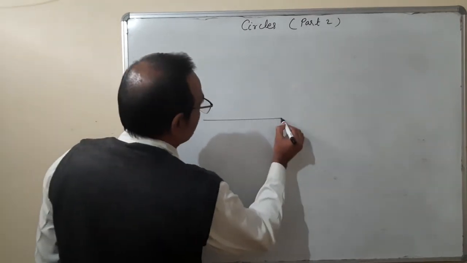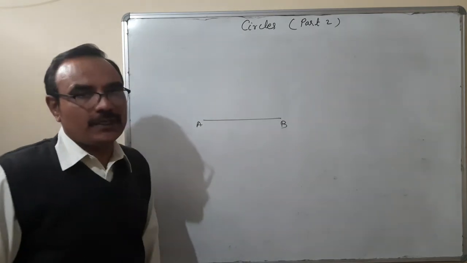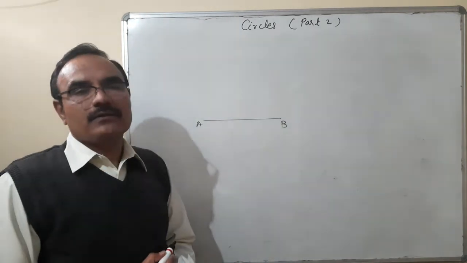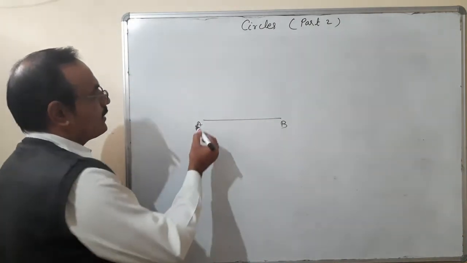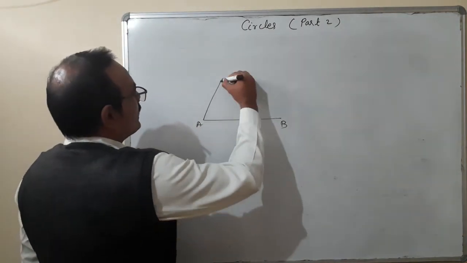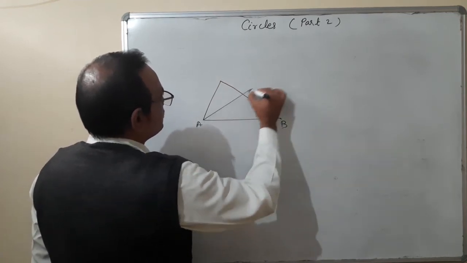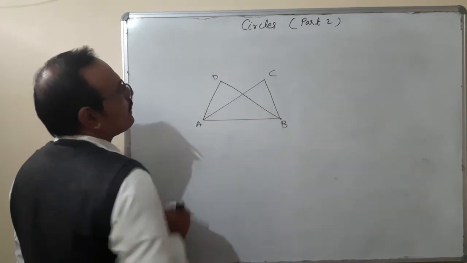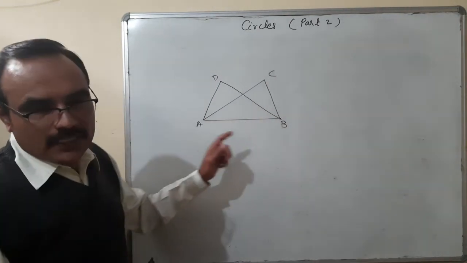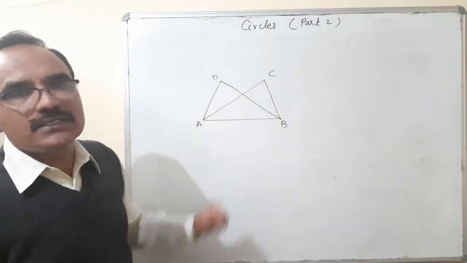I am explaining this. What is the meaning of AB is a line segment which is subtending equal angle at the same side? This AB is subtending equal angle at the same side by 2 points like this. A, B, C, D. AB is a line segment which is subtending equal angle on the same side of this AB.